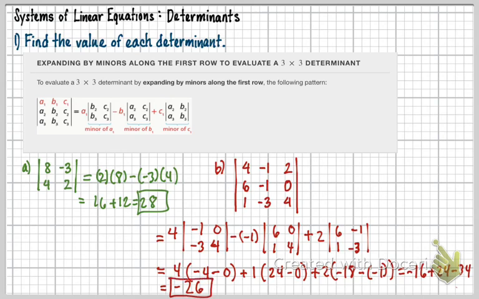So now one thing to keep in mind here, remember we alternate signs. What I mean by that is, this is going to be a positive, this one's going to be a negative, and this one's going to be a positive. Now if this was a negative 2, that would still be a negative there, but just the initial is going to be positive, negative, positive. And that's something to remember here, along with the design of how this is set up. So our answer is negative 26.